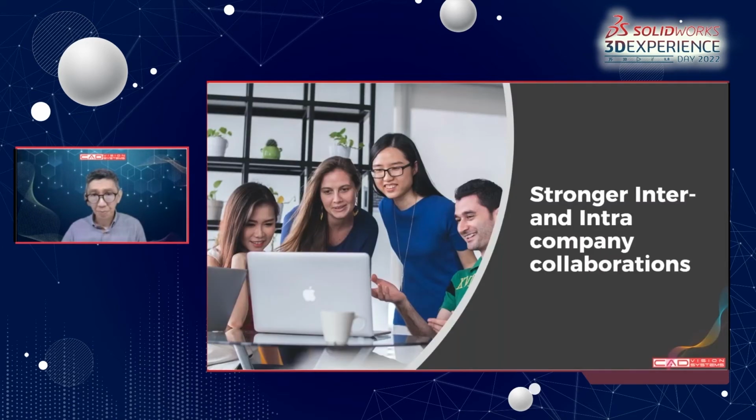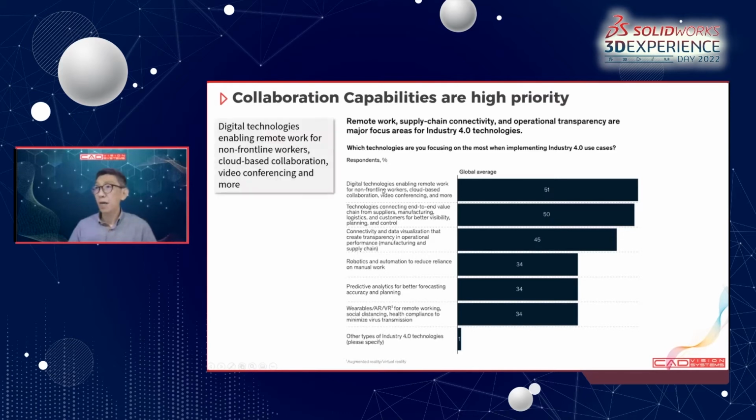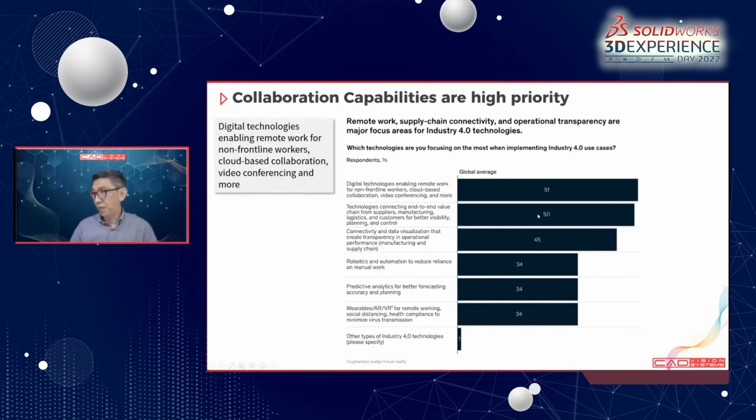Okay, let's move on. So stronger inter and intra-company collaboration. We'll tackle this one first. Again, let me show you a very quick chart. Same respondents, the 400 manufacturing companies, you will see that collaboration capabilities are now high in priority for all these companies. What kind of collaboration are we talking about? Which technologies are they focusing on the most when implementing Industry 4.0 use cases? I would just highlight these first two, 51 and 50, percentage points. These are the two most critical.